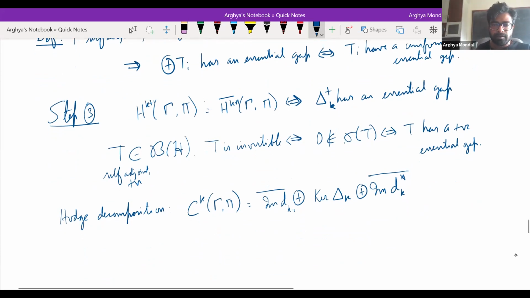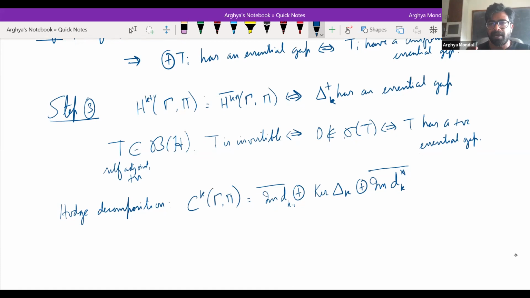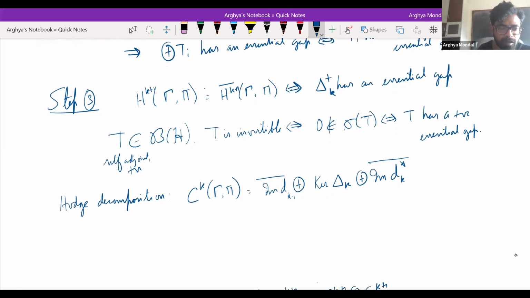But delta plus, but the upper Laplacian, cannot. I mean, you will always have a 0 in its spectrum, but to avoid that, what I will do is I look at the Hodge decomposition.